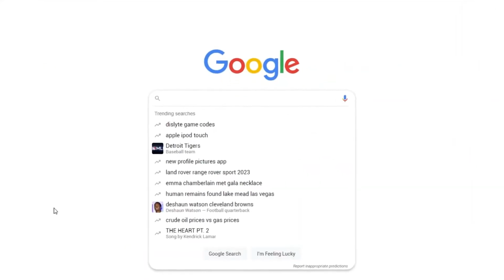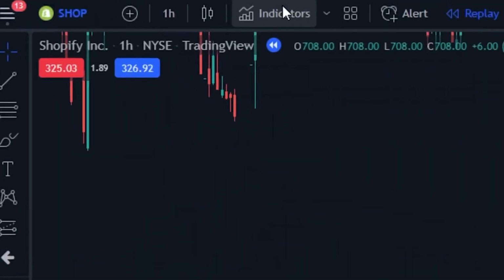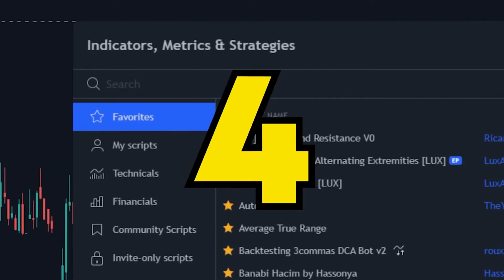For the charting platform, we'll be using TradingView. I'll leave a link in my description. Once you get on TradingView, go to the indicators tab. This strategy requires 4 indicators.